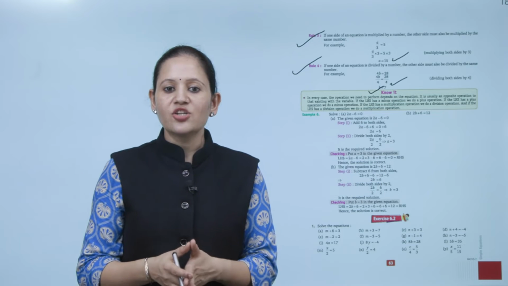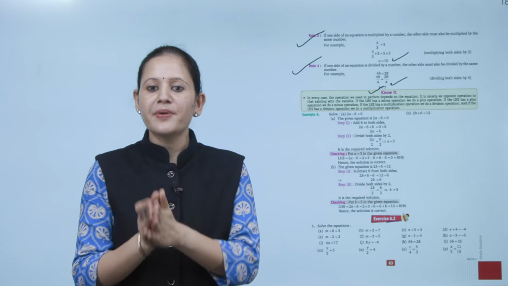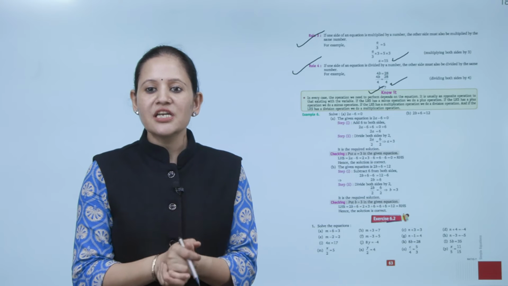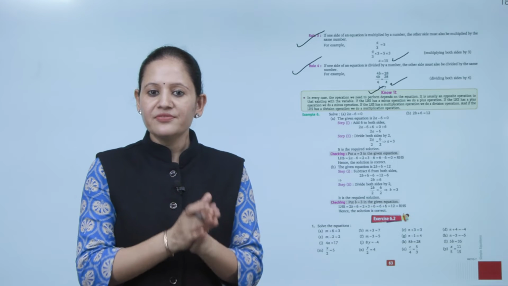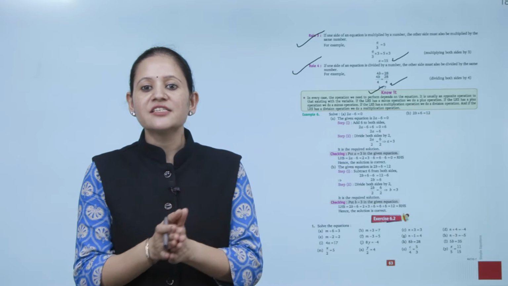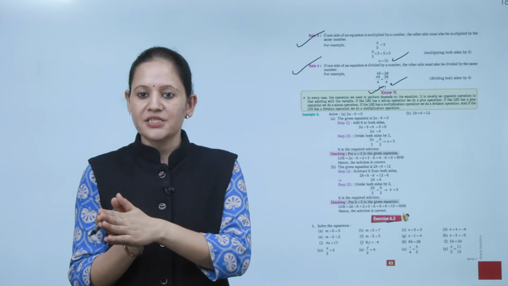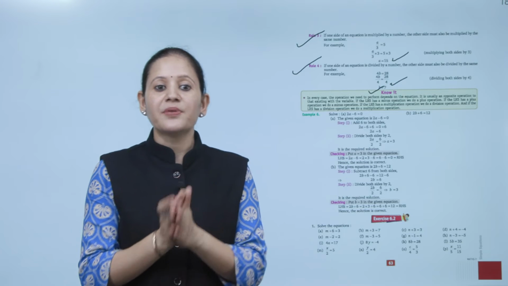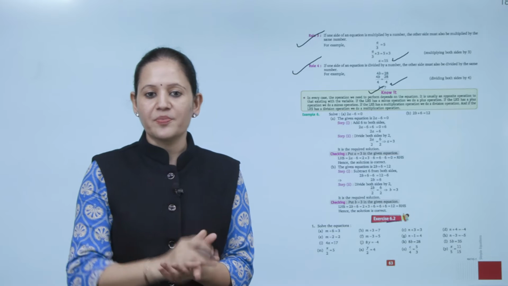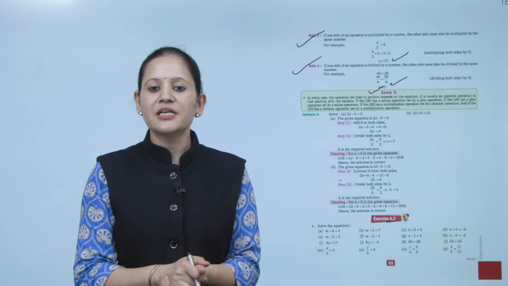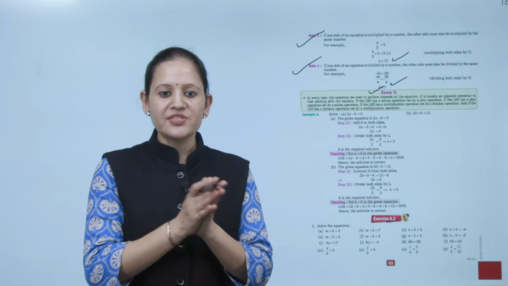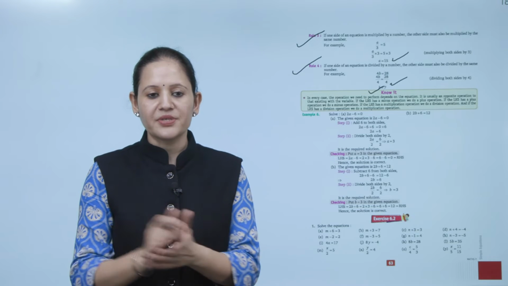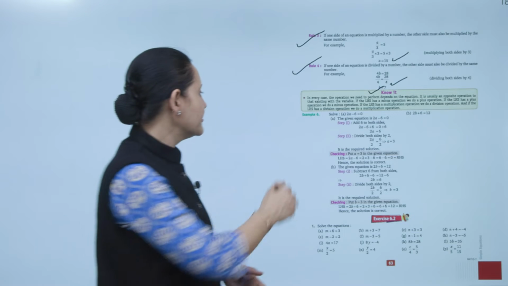Next, know it. In every case, the operation we need to perform depends on the equation. It is usually the opposite operation to that existing with the variable. If the LHS has the minus operation, we do the plus operation. If the LHS has the plus operation, we do the minus operation. If the LHS has the multiplication operation, we do the division operation, and if the LHS has the division operation, we do the multiplication operation. Next, we will take an example.